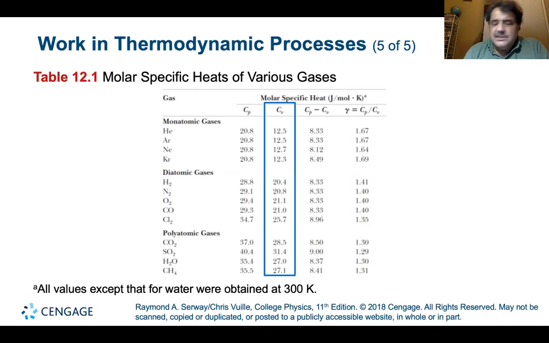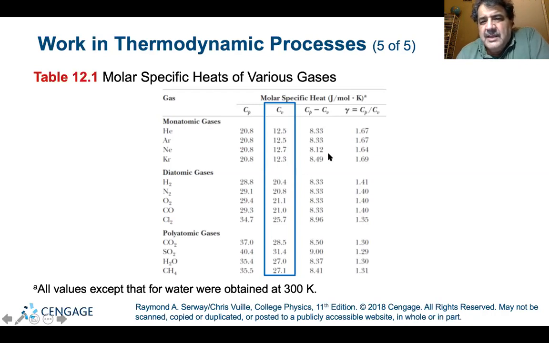Now CP is the molar heat capacity at constant pressure. CV is the molar specific heat at constant volume, and CP is the molar heat capacity at constant pressure. CP minus CV is about R. R is equal to 8.31 joules per mole degree Kelvin.